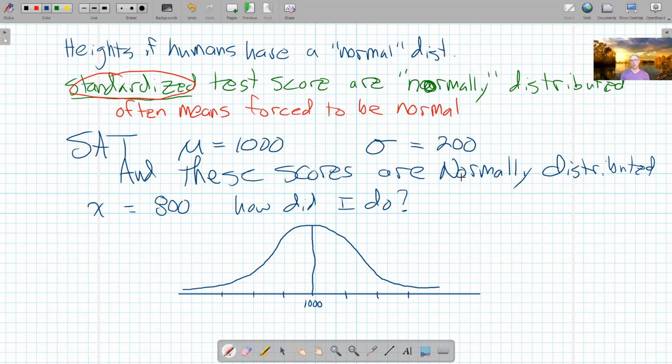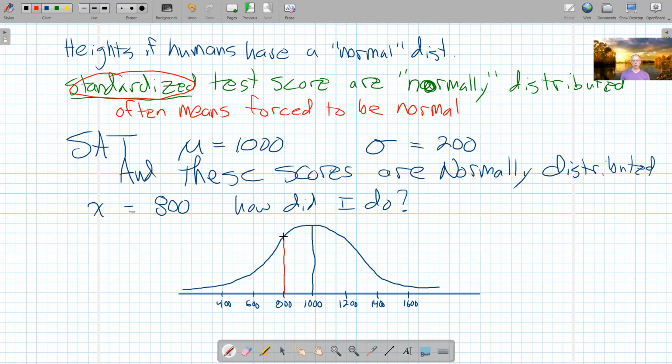And if the standard deviation is 200, then that means this should be a 1200, and this should be a 1400, and this should be a 1600. And going the other way, this should be an 800, and a 600, and a 400. And so I have a student that claims that they got an 800.